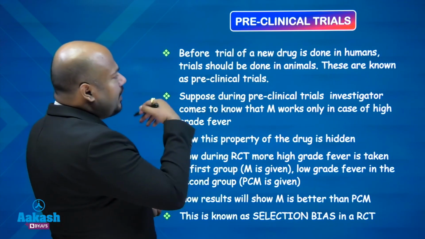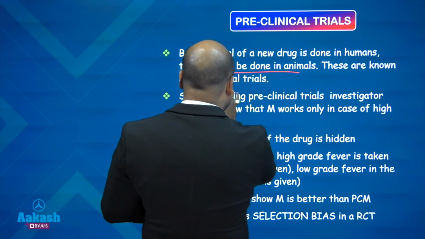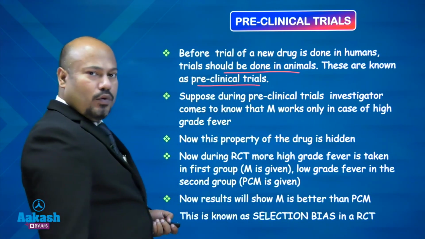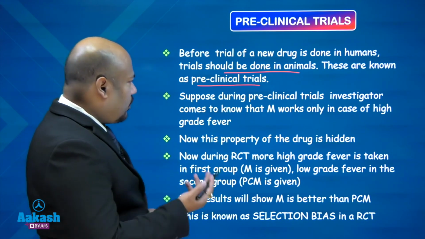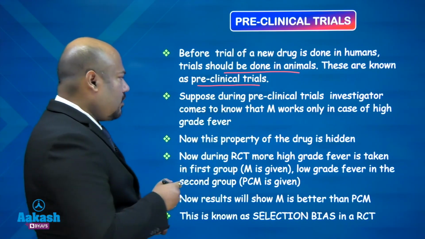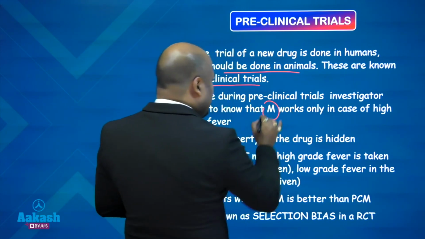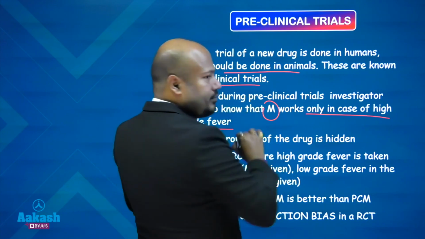So before the trial of a new drug is done in humans, it should be done in animals, and this is called a preclinical trial. Okay. Now what can be the problem here? Suppose during a preclinical trial, the investigator comes to know that this drug M, this antipyretic, works only in case of high grade fever.